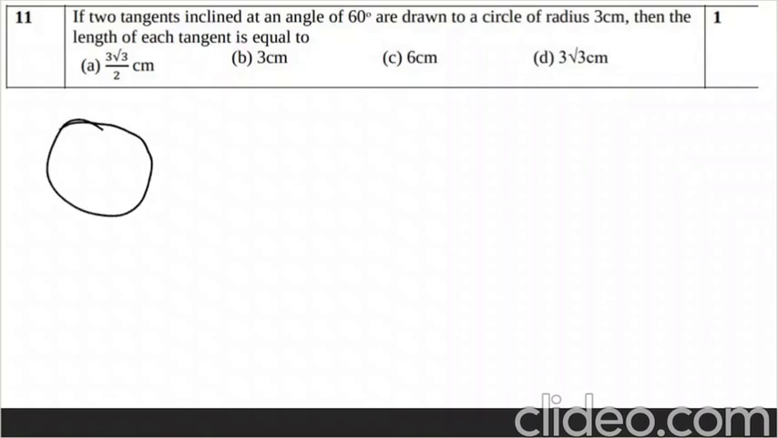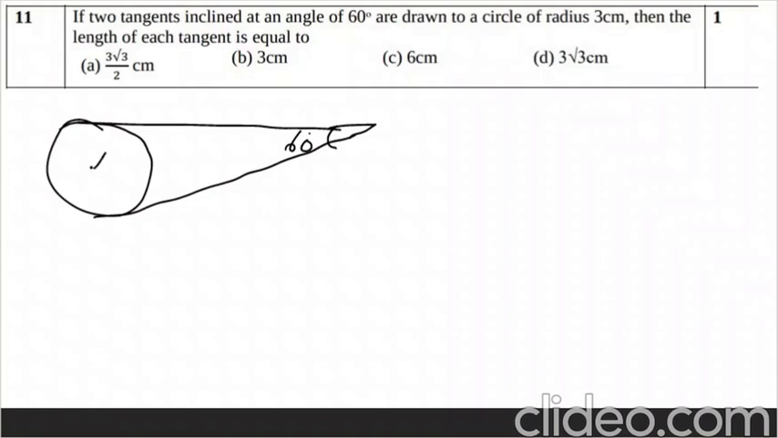Okay, circle, then what's given? Two tangents. Let's say this is my one tangent, this is my second tangent. They are inclined at an angle of 60 degrees, so this whole thing is 60. The radius is given to me as 3 cm. This is 3 cm. Now this is also a right angle.